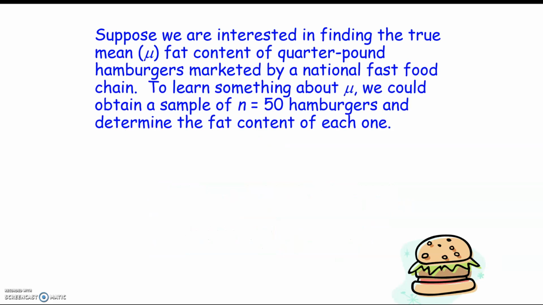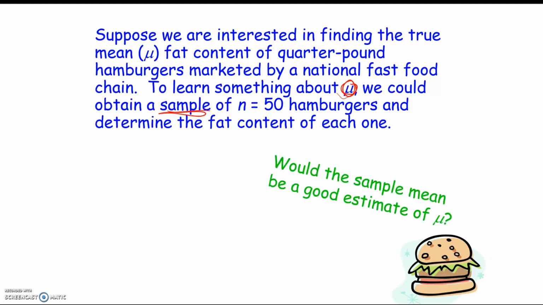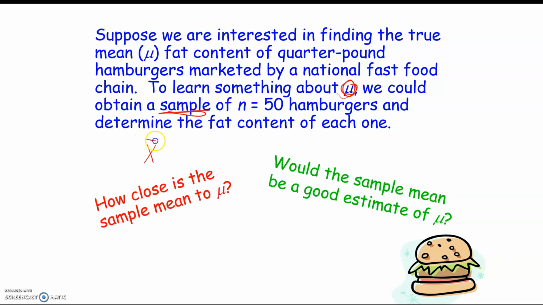So here is the first thing that we're going to talk about. Suppose we're interested in finding the true mean fat content of a quarter-pound hamburger marketed by a national fast food chain. To learn something about the true mean, so again, whenever we see this it is our true mean, we could obtain a sample of 50 burgers and determine the fat content of each one. So the sample mean would be written as X with a line over it. So this means the sample mean.